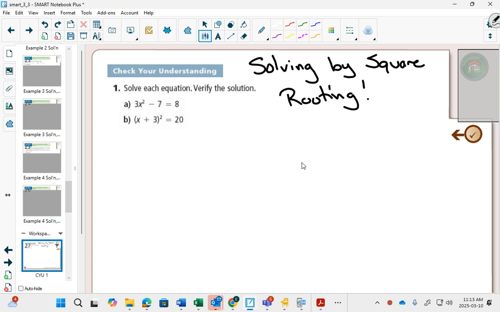Now, solving by square rooting only works if the thing you're solving for, in this case x, is being squared. So for example, that x is getting squared there, and there's no other x's in the equation. This is important, because if there's x's in the equation and you square root those x's, you still have problems with square roots. In the second one, there's my squared item. My x is inside of that as well.